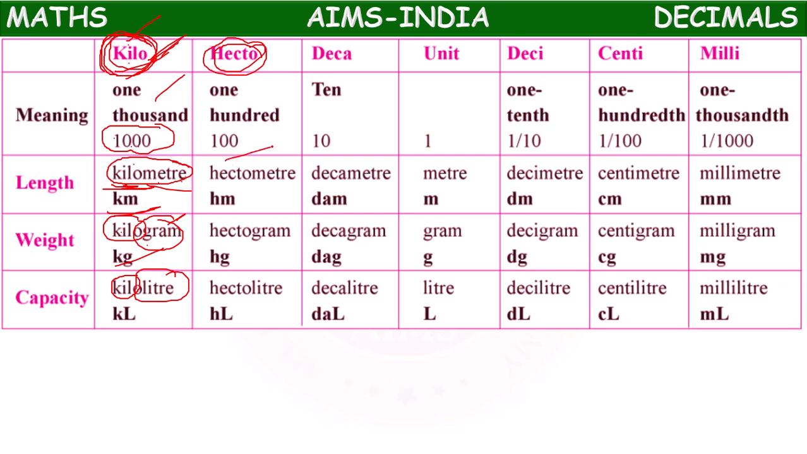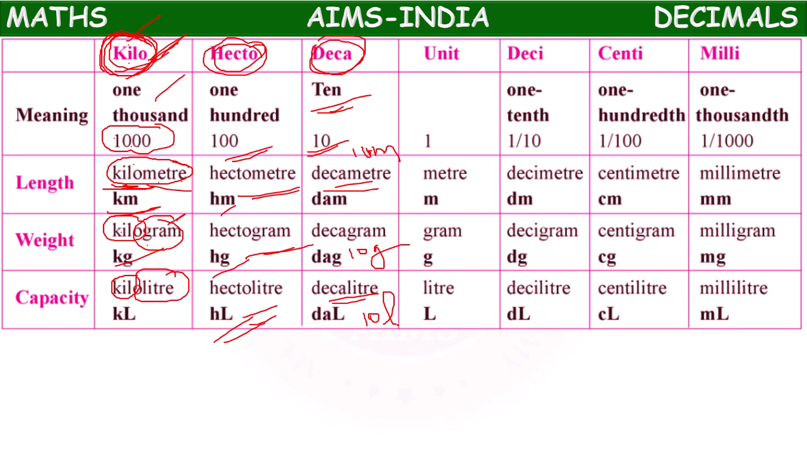In the same way, hecto stands for 100. So hectometer, hectogram, hectoliter mean 100 meter, 100 grams, 100 liters. 10 means deca. Deca stands for 10. Decameter means 10 meter. Decagram means 10 grams. Decaliter means 10 liters.